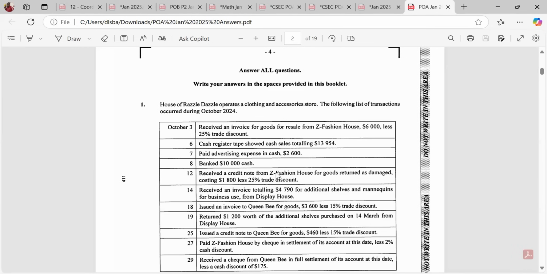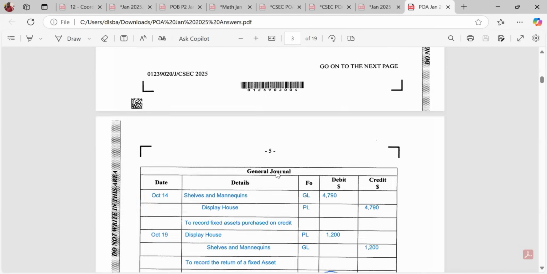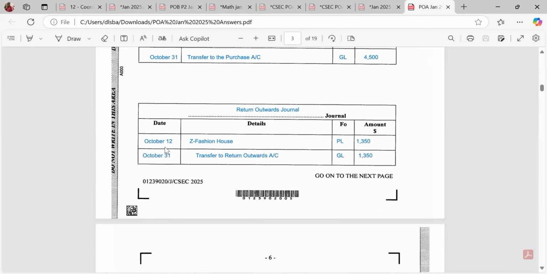So we received a credit note from Z Fashion House for goods returned as damaged, costing $1,800 less 25% trade discount. So again, when it has a trade discount, it's subtracted immediately. So I'll calculate 25% of 1,800 and subtract it, which I believe would give us 1,350. So I'll open a return outwards journal. I'll put the date. The details is just the person's name. Again, you don't have to put anything else. Folio for return outwards journal is PL because we had to purchase something for them to be able to return it. And then the amount will be the 1,800 minus the discount.